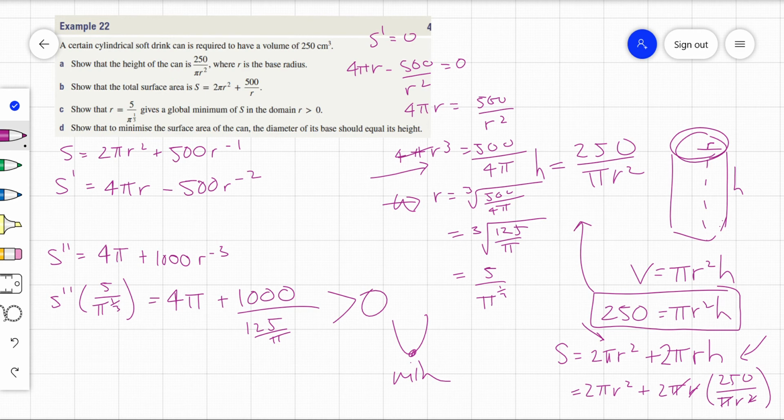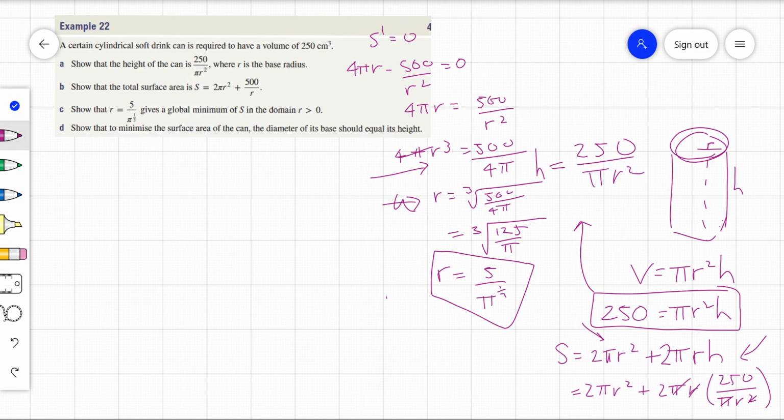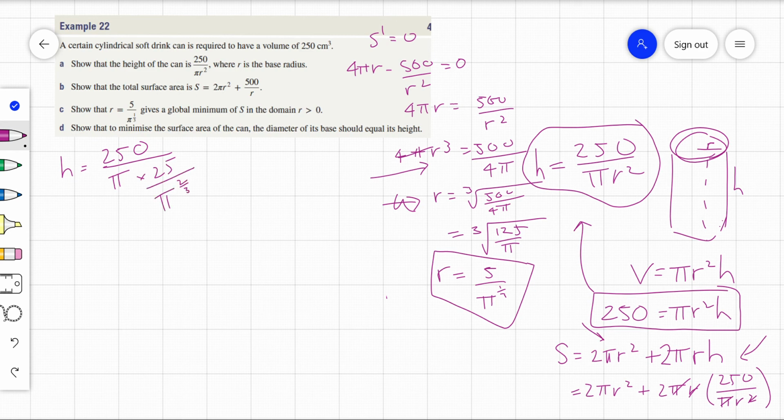Show that to minimize surface area of the can, the diameter of its base should equal its height. Alright, so it's talking about the diameter and the height. Well, we know what r is to minimize it. So let's have a look at what the height would be. Remember the height came from this equation here. As usual, my working is just so well set out. So you've got 250 on pi r squared. All right, so we want to square, so that becomes 5 squared, and square this as well, so it becomes 2/3. Remember, you've got 1 here, so 1 minus 2/3 is 1/3.